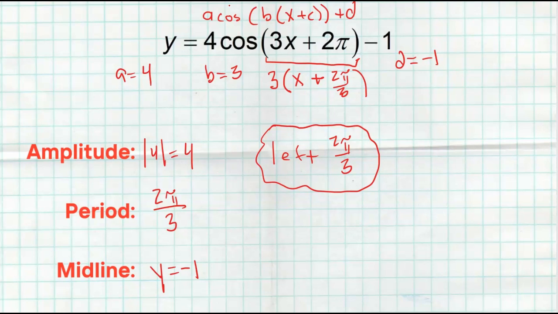From that midline, we go up 4 to +3, down 4 to -5. Our period is going to take place at 2 pi/3. This is a cosine function. Cosine functions start up at their max, go down to the min, back to the max. So we should see all that happening over a period of 2 pi/3. But this starting position right here is going to be left 2 pi/3.